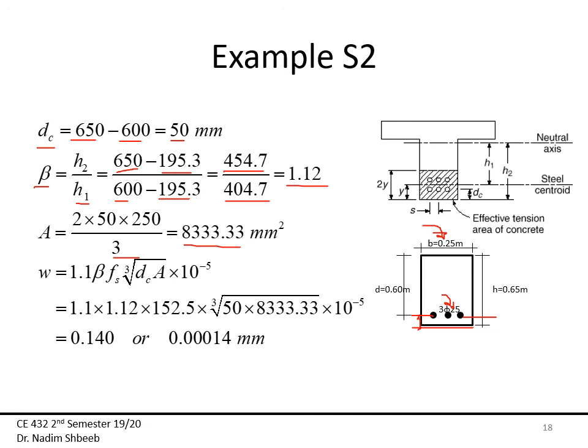Now just plugging this into the equation, the width will be equal to 1.1 times 1.12, which was my beta, times my Fs, 152.5, times the cubic root of dc times the area, 833 times 10 to the minus 5, and the answer would be 0.14 thousandths of a millimeter, or simply put 0.014 millimeters.